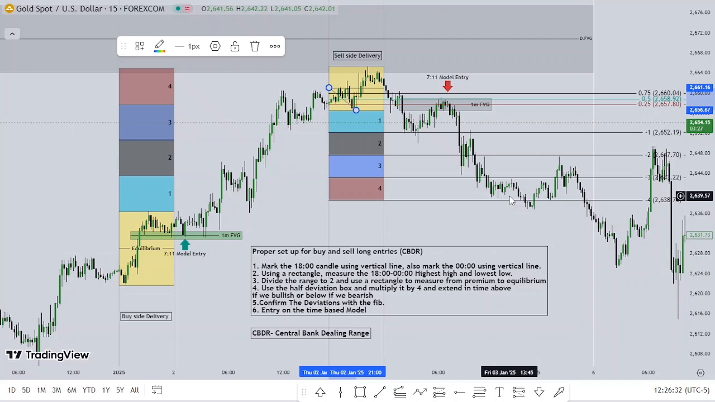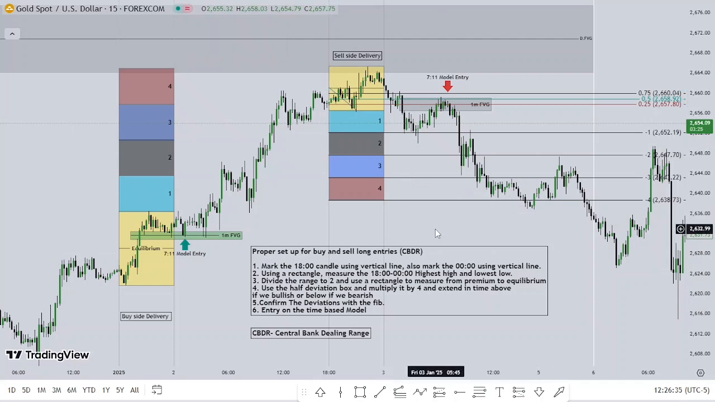But by understanding the 7-Eleven model and by trading this model here, having this concept here that I'm using right here and following these rules, it is very easy. You see, even the entry on the time-based model, this entry is on my time-based model, the model that I use. Same time even here.